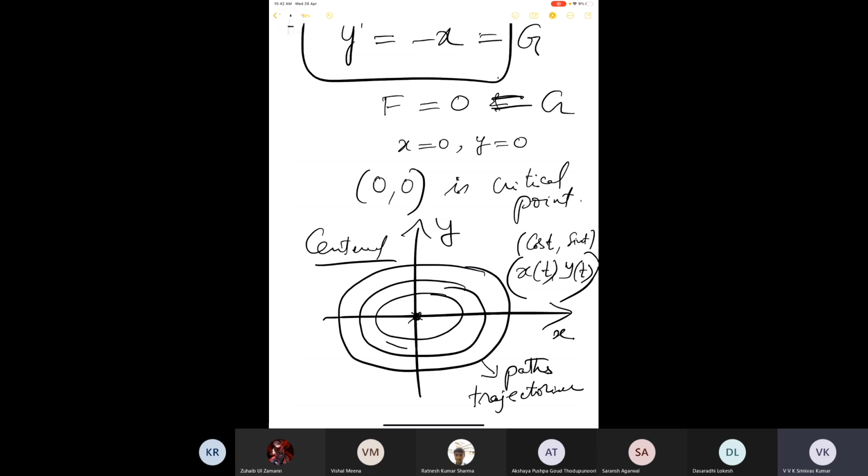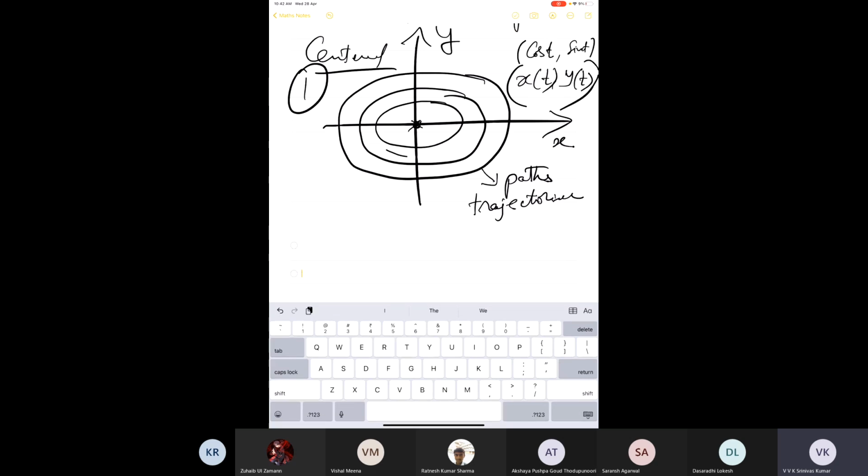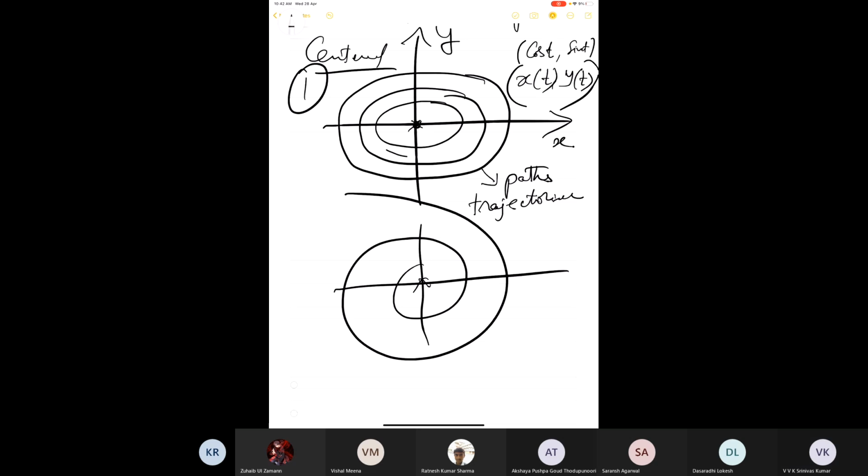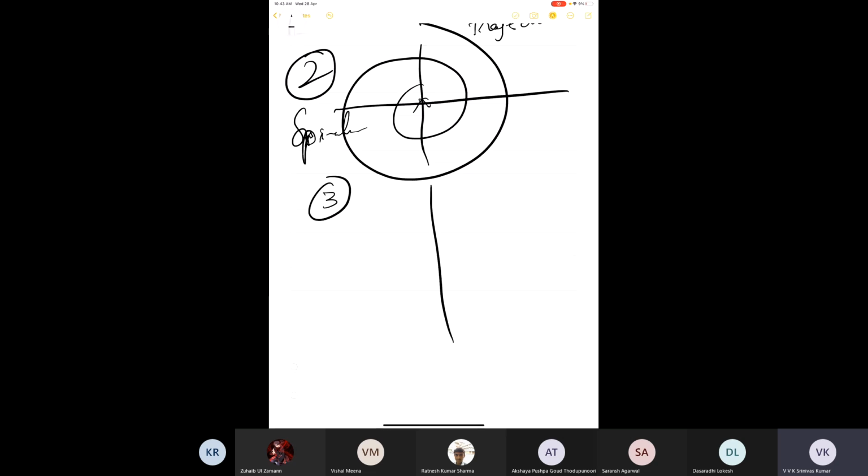Then we can have the second case, where the origin is the critical point and the paths can be spirals. This is the second case, spiral. And the third case is the saddle point, where the paths are like asymptotes.